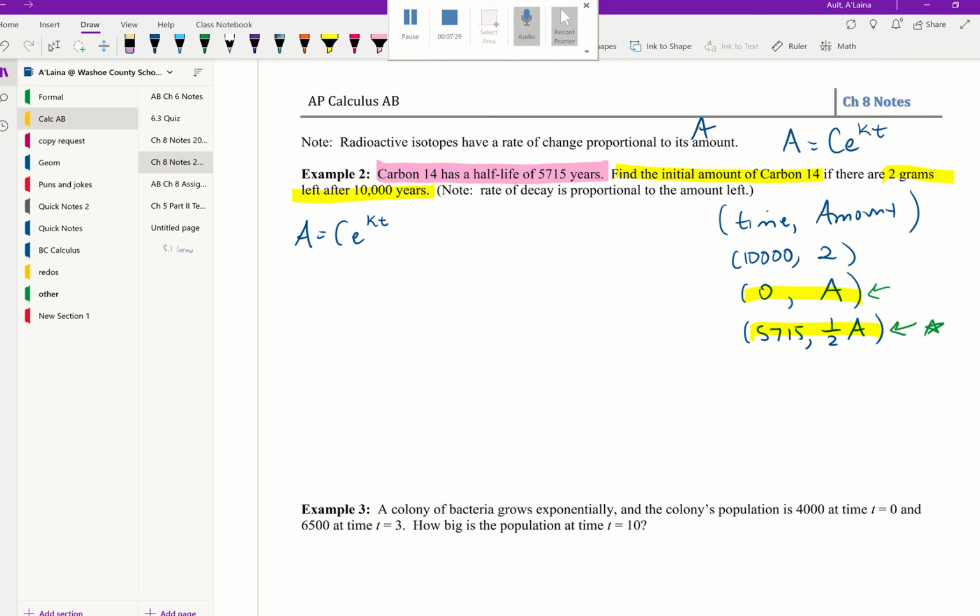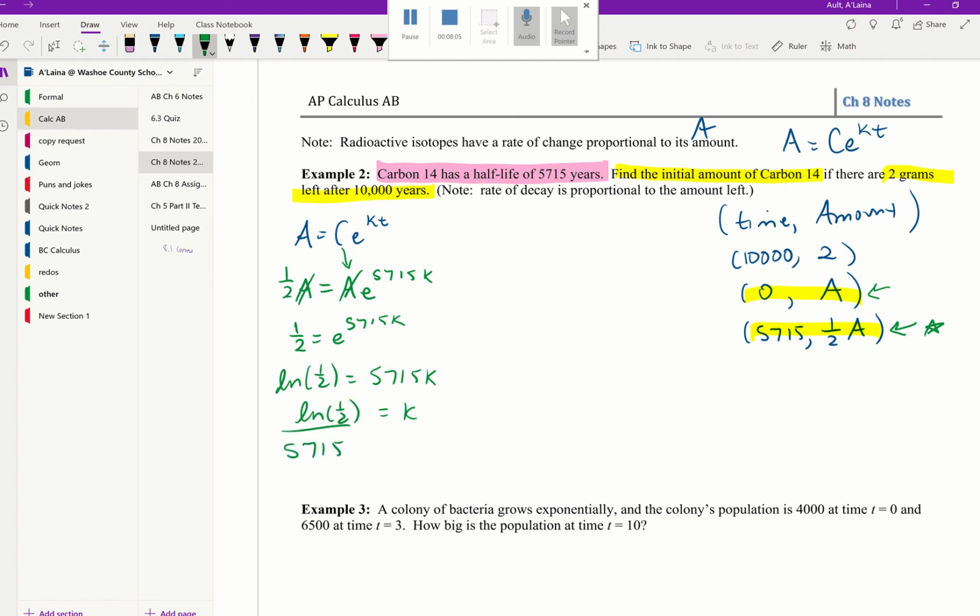Now here's why that's helpful. If I then use this ordered pair at the end, if I want to end up with half of A, and the initial amount I just showed you is A, and I put in 5,715 for t, I can cancel that out. And I can say the amount that's left would be half of the original. This is just some proportional reasoning here. If I take the natural log of each side, k is equal to the natural log of 1/2 divided by 5,715.